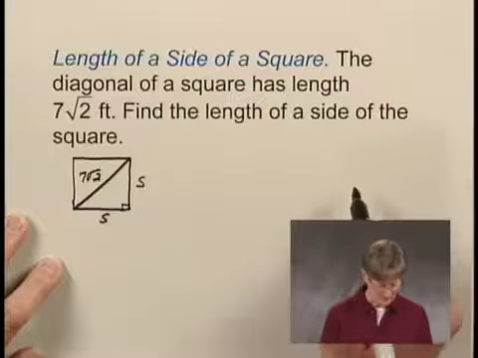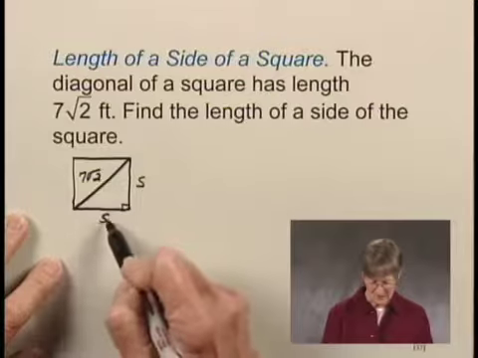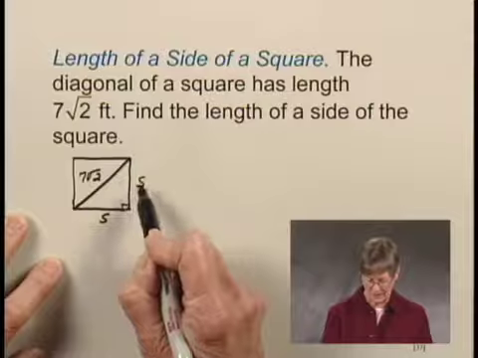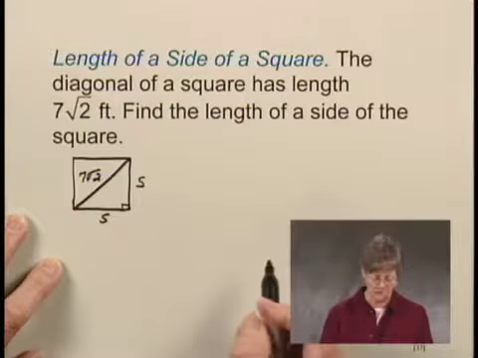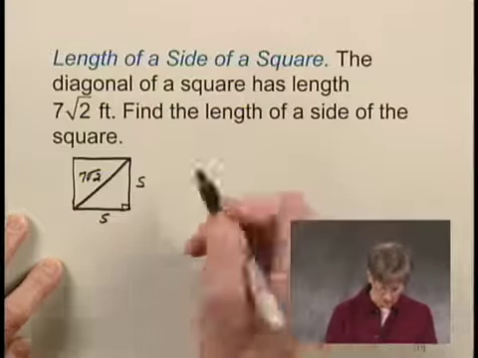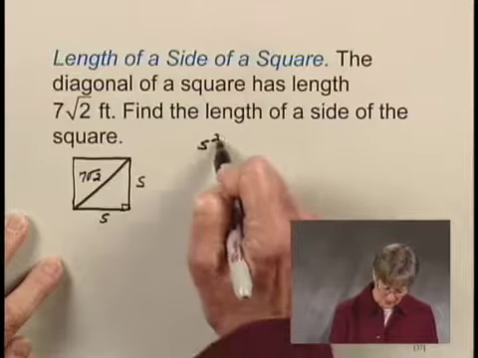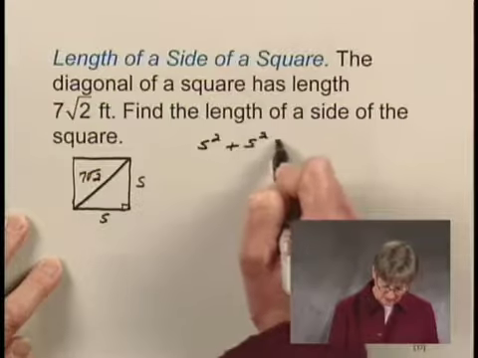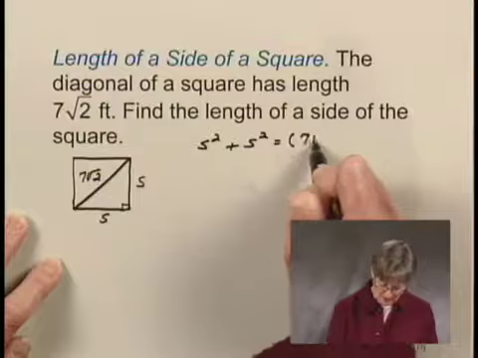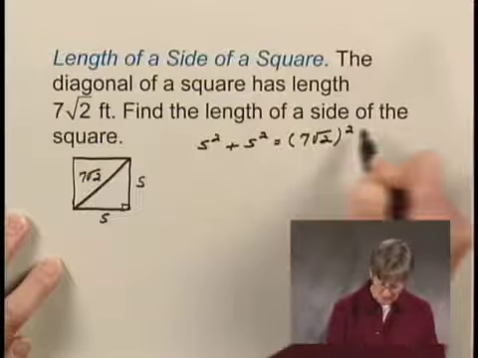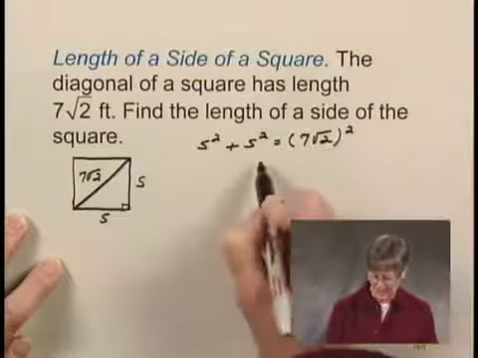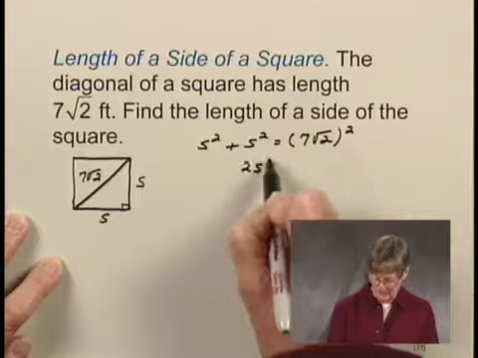The Pythagorean theorem says that the length of this side squared plus the length of this side squared is equal to the length of the hypotenuse of the right triangle squared. So we can say that s squared plus s squared is equal to 7 times the square root of 2 squared. And on the left-hand side, we have 2s squared.